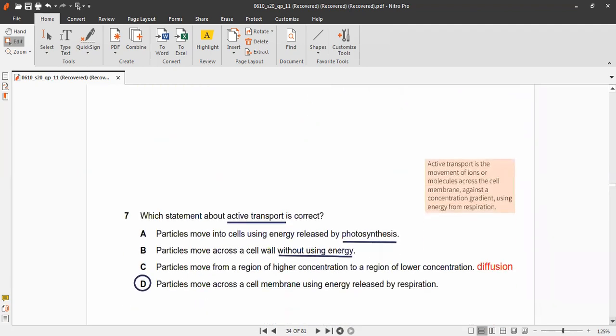Which statement about active transport is correct? Active transport is the movement of ions or molecules across the cell membrane against the concentration gradient using energy from respiration. So the correct answer is D, particles move across the cell membrane using energy released by respiration.